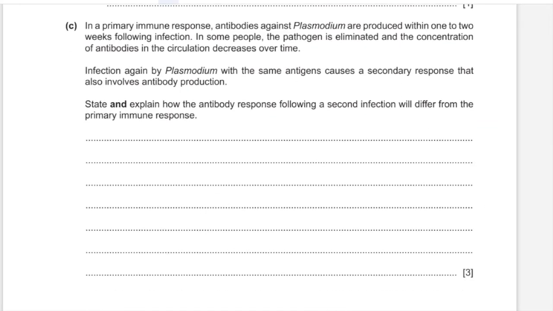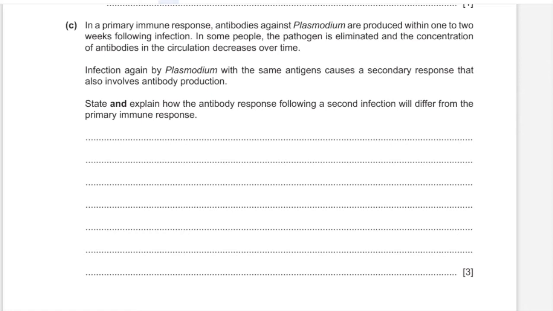C. In a primary immune response, antibodies against Plasmodium are produced within 1 to 2 weeks following infection. In some people, the pathogen is eliminated and the concentration of antibodies in the circulation decreases over time. Infection against Plasmodium with the same antigens causes a secondary response that also involves antibody protection. State and explain how the antibody response following a second infection will differ from primary immune response.